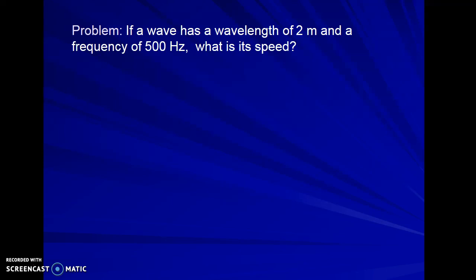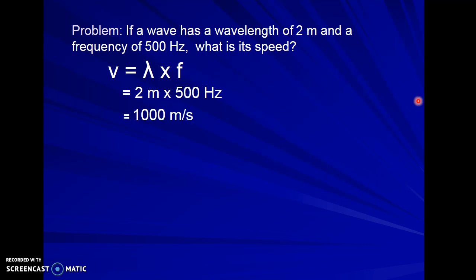All right, so our example. We have a wave that has a wavelength of 2 meters and a frequency of 500 hertz. We want to know its speed. So the question's asking, what is its speed? We're going to start by writing our speed formula, where v, the speed, is equal to lambda, the wavelength, times the frequency. Then we're going to fill in. 2 meters was our wavelength. We can see that right here. And we had a frequency of 500 hertz. So we plug in 500 hertz for the frequency, and then we solve. 2 meters times 500 hertz gives you a total speed of 1,000 meters per second.